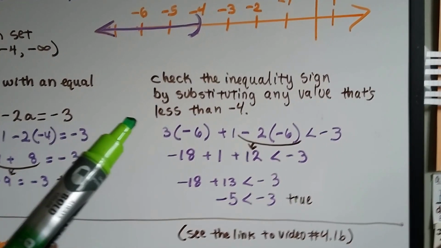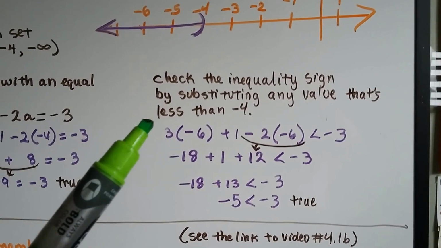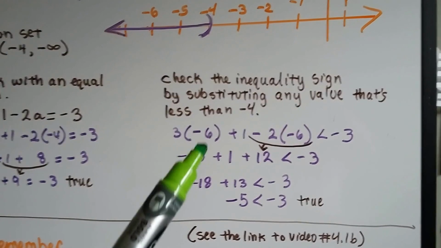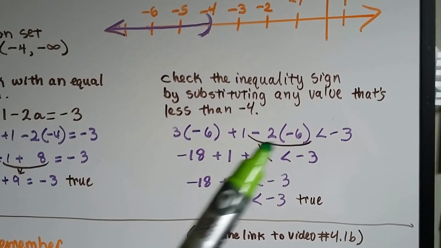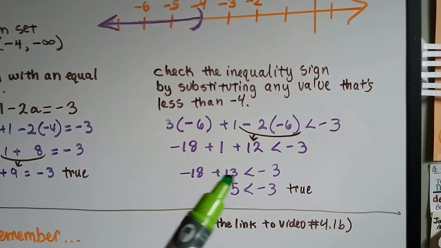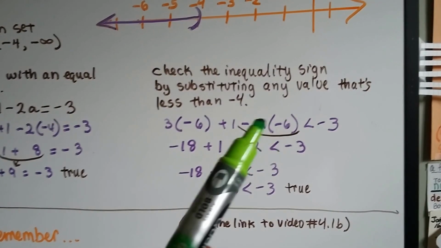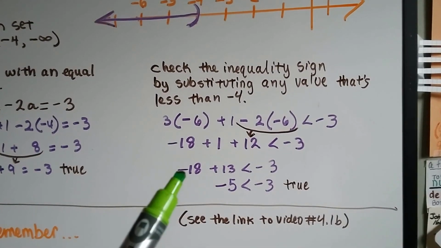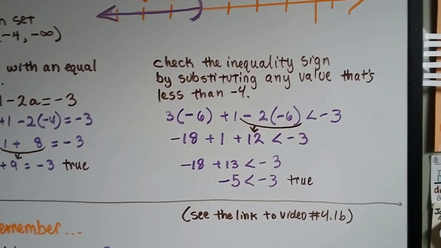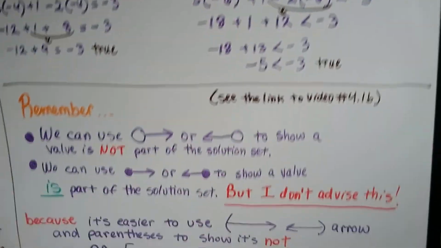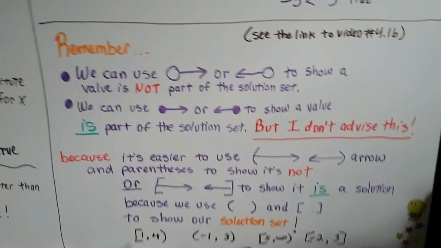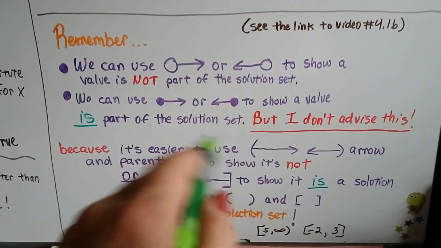We can check the inequality sign by substituting any value that's less than -4. -6 is less than -4. So we plug that in to the place where the a was, and we end up with -18 plus 13. See, two negatives make a positive. So we get -18 plus 13 is a -5. That is less than -3, so that's true. So look for this link in this video description, so you'll understand about this.